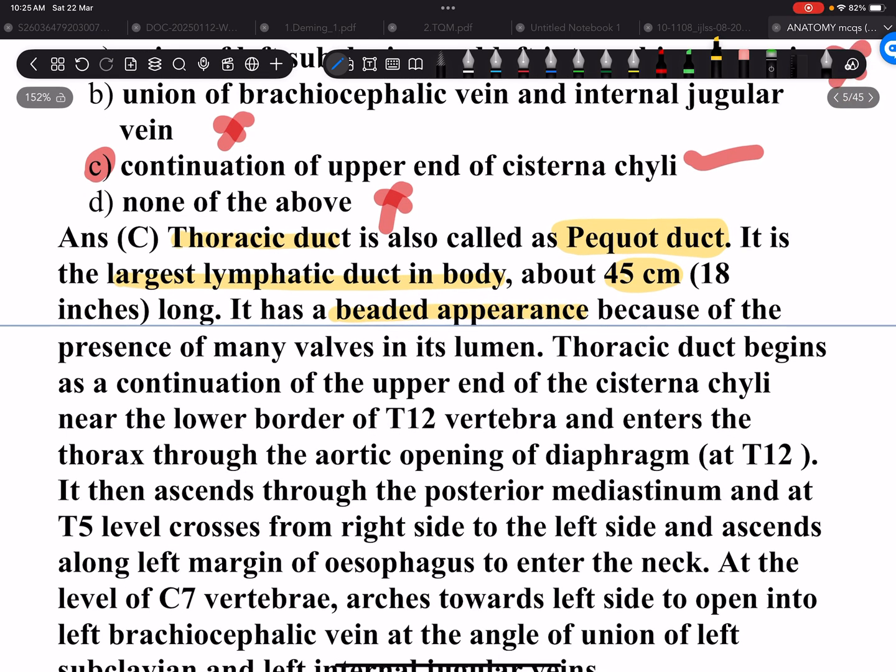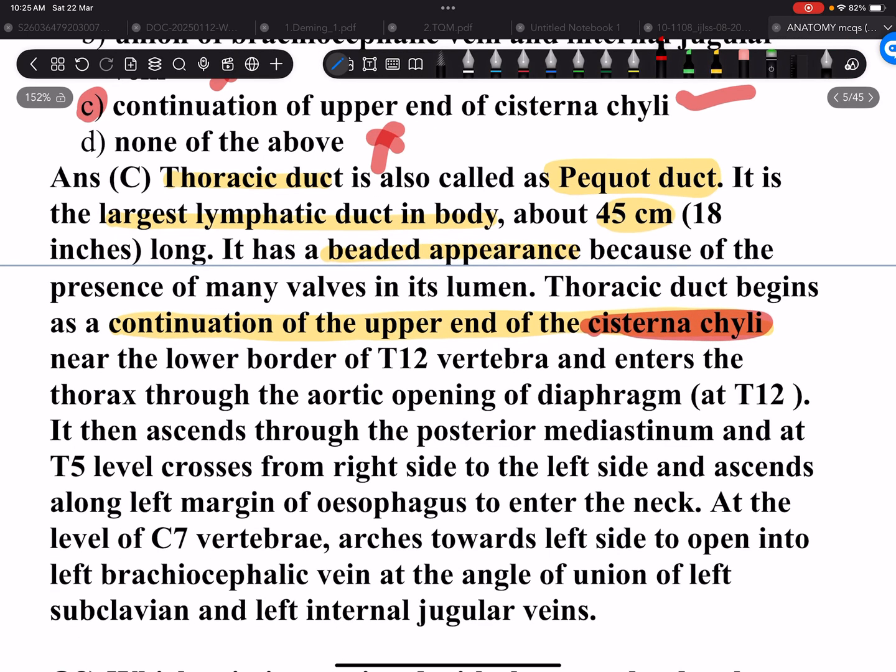Thoracic duct begins as a continuation of the upper end of the cisterna chyli. You have to remember this point anyhow. So your answer is resolved over there. Near the border of T1-2 vertebra, sorry, it enters the thorax through the aortic opening of the diaphragm at T12. It then ascends through the posterior mediastinum, and at T5 level crosses from the right side to the left side and ascends along the left margin of the esophagus to enter the neck.